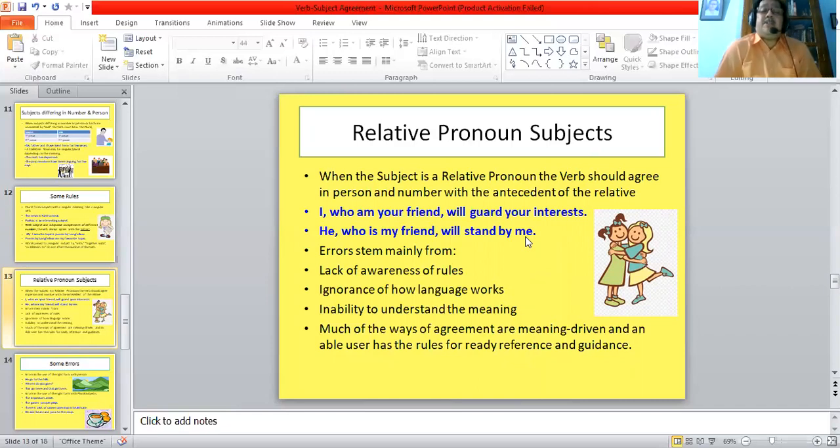Now, much of the ways of agreement are, as I have said, meaning driven, and an able user of the rules has got them for ready reference and guide. So you have to basically remember the set of rules that I have been talking about with examples. So once you remember those and internalize them, then you are on pretty safe ground, I can say.